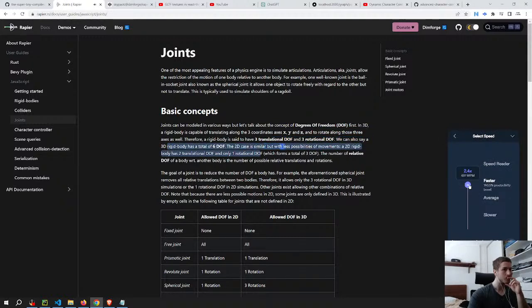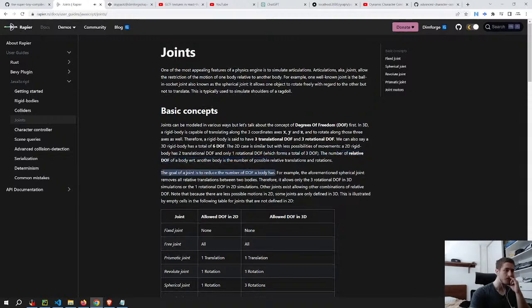The 2D case is similar, but with fewer possible movements. A 2D rigid body has two translational DOF and only one rotational DOF, which forms a total of three DOF. The number of relative DOF of a body with respect to another body is the number of possible relative translations and rotations. The goal of a joint is to reduce the number of DOF a body has.